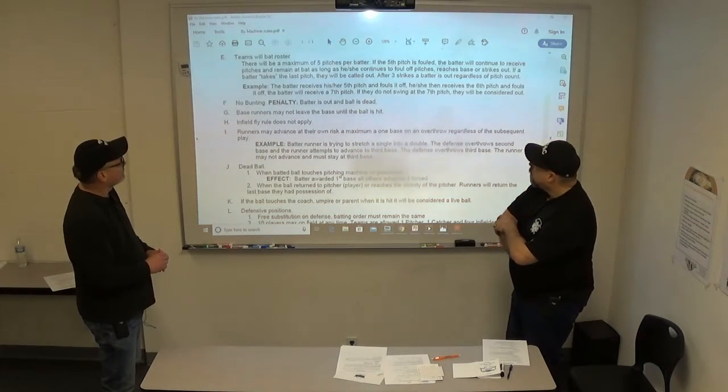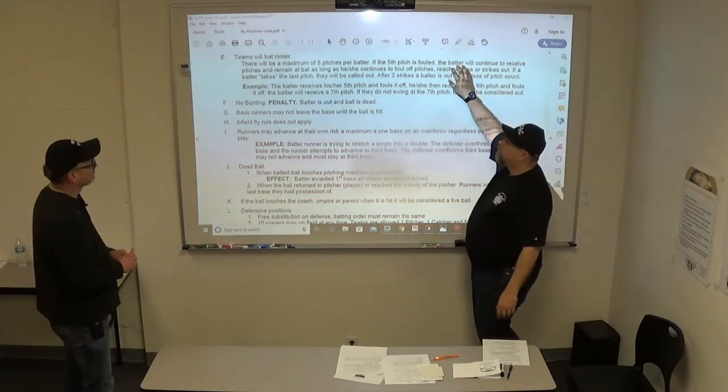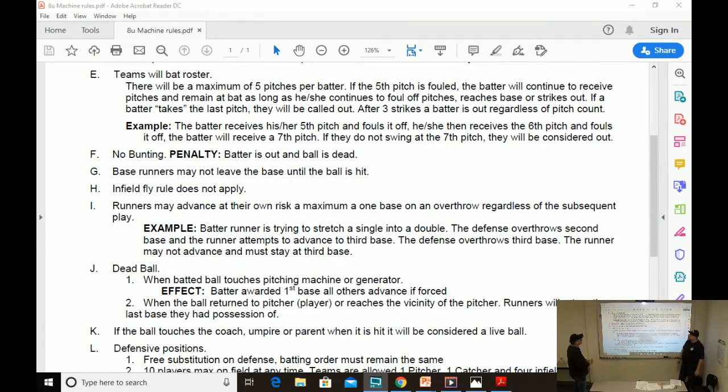Same thing, teams will always have a roster. This is another difference between 5U, 6U, and 7U. They still get 5 pitches, like normal. If the 5th pitch is fouled off, the batter continues to receive pitches and remains at bat as long as he or she continues to foul pitches off. So if the fifth pitch comes in and they swing and foul it off, they just keep going until either they put it in play or they're called out.